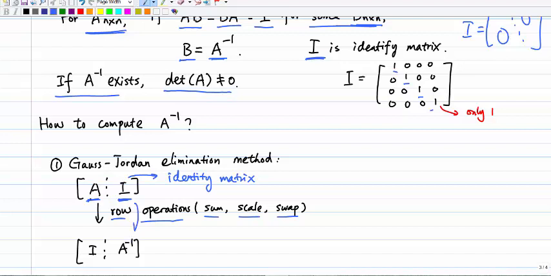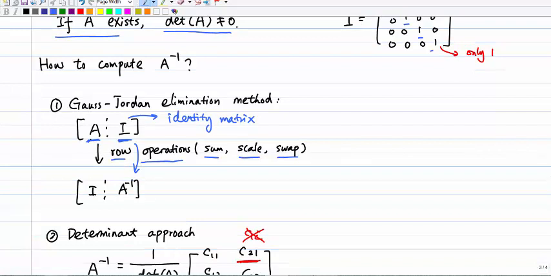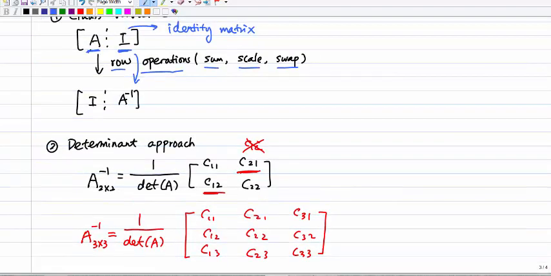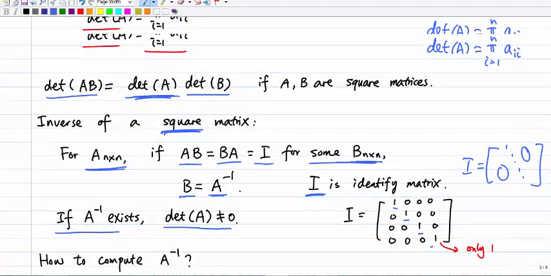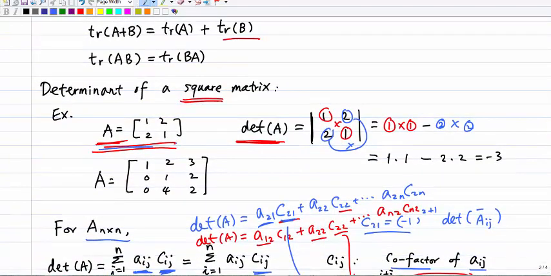Then the right hand side will become A inverse. That's called the Gauss-Jordan elimination method. The other one is called the determinant approach. For example, for a 2 by 2 matrix, the inverse is 1 over the determinant of A. I already talked about how to compute the determinant right over here, for a 2 by 2 matrix.